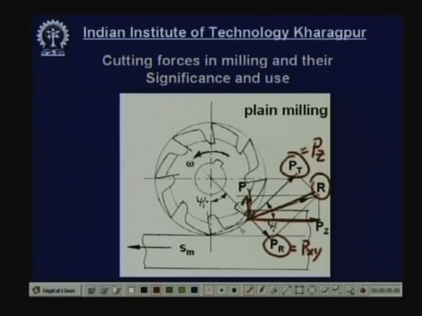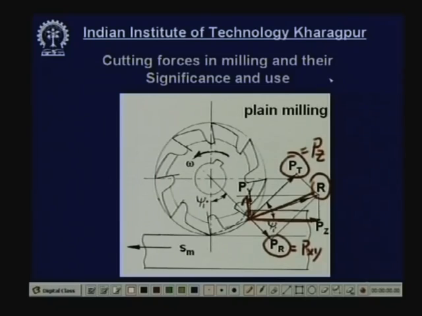Now, what is the importance or significance of the forces? Here is the Pt, Pt is equivalent to Pz. This Pt, when multiplied by half the diameter of the cutter, say the radius, will give you the torque, and the torque is necessary to be determined for design of the cutter, cutting tool, design of the milling arbor, design of the spindle, design of the gearbox, and so on. This Pt times 2 pi n, this gives us the power consumption.